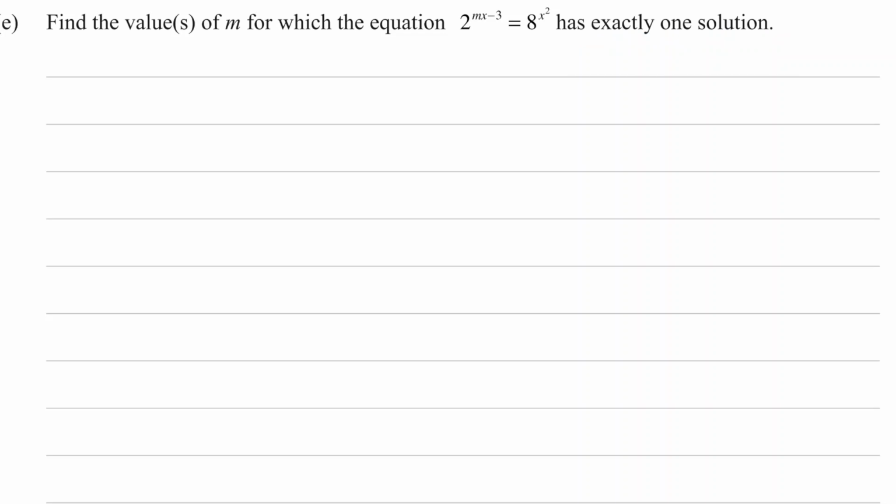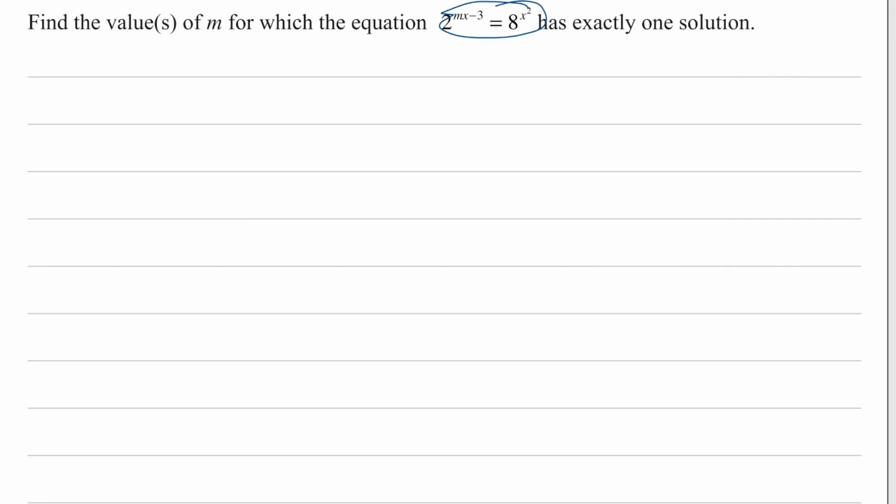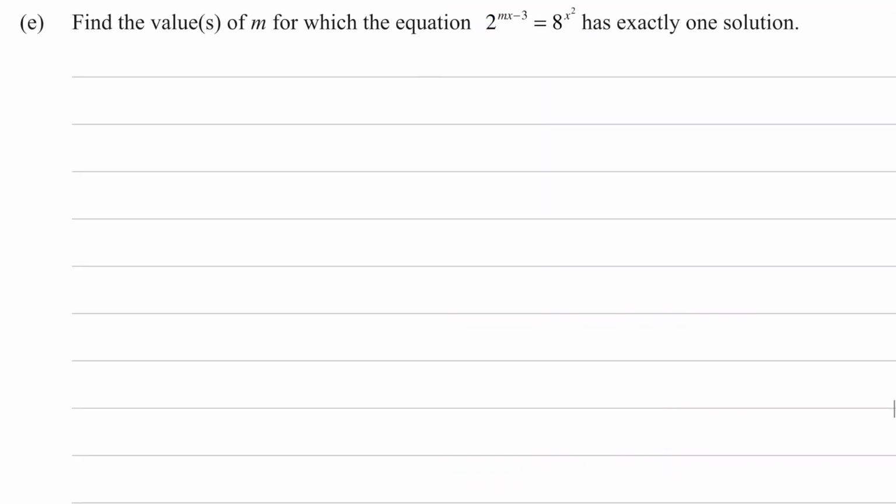So we have an exponential equation, but if we're aiming for a quadratic, we need to get the x terms and the m from a power down into the numerator. So let's try and make the bases the same. Right now we have 2 and an 8. So 2 to the power of mx minus 3. 8 can be rewritten as 2 to the power of 3, right? 2 to the power of 3 is 8, but that's all still raised to the power of x squared.